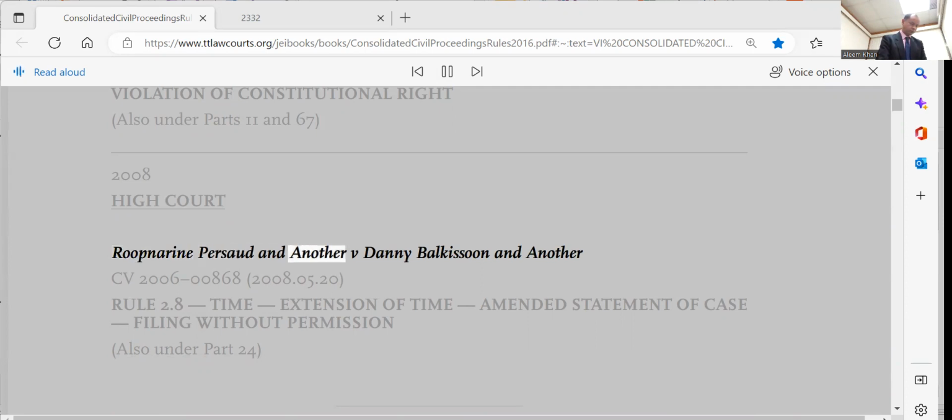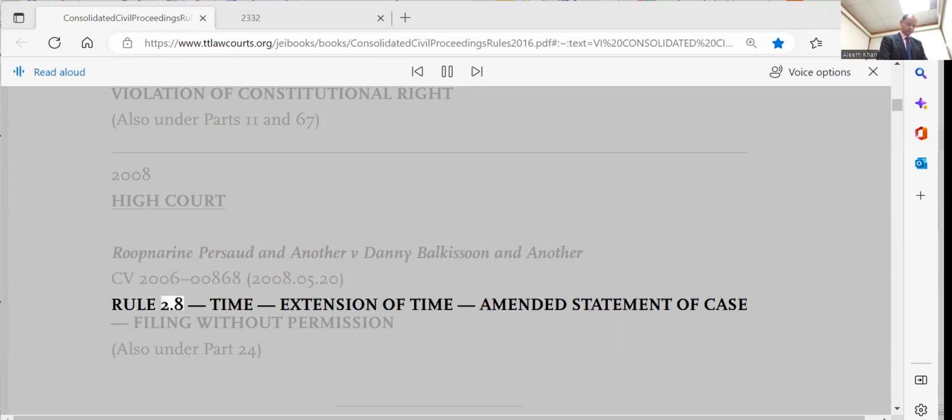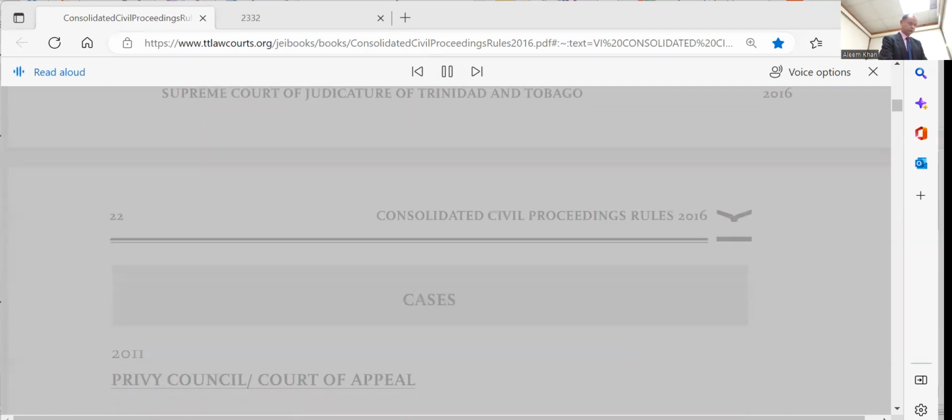2008 High Court. Ropnarine Persad and another v. Danny Bakasoon and another, CV 2006-00868, May 20, 2008, Rule 2.8, Time, Extension of Time, Amended Statement of Case, Filing without permission, also under Part 24. Supreme Court of Judicature of Trinidad and Tobago, 2016.